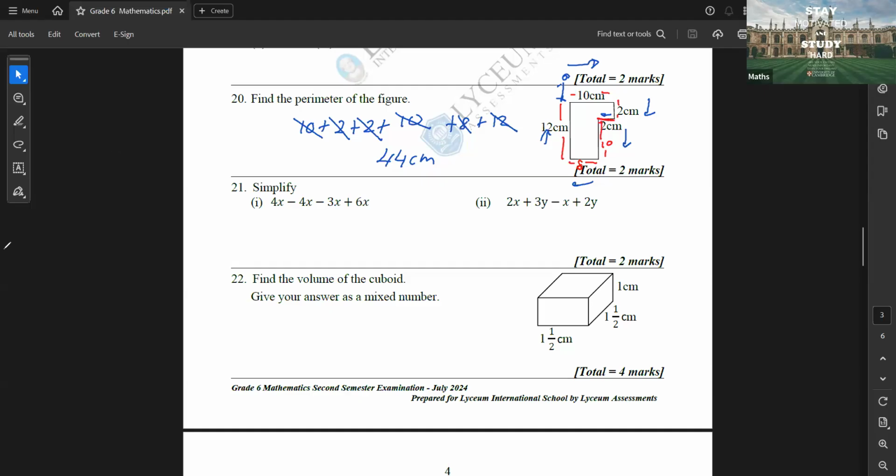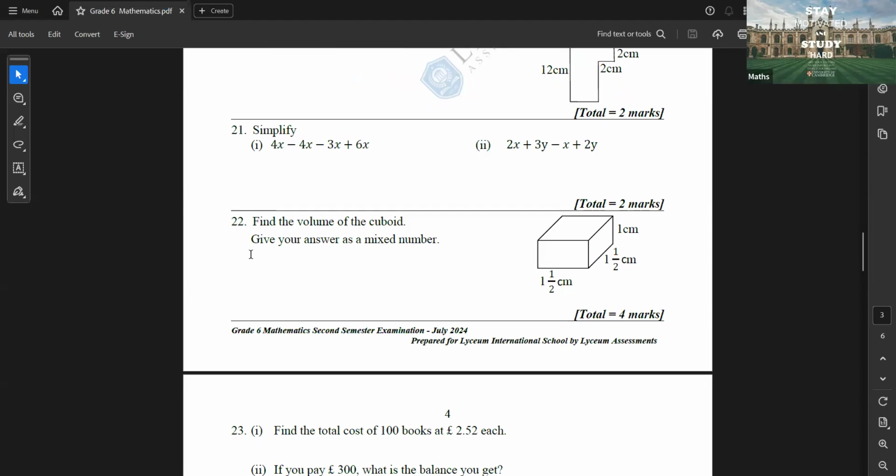Question 21, you have to get the answer by addition. Here, x you can add. So here 4x plus 6x, you can add now, 10x, right? So if you want, you can add and write 10x. Then minus 4 minus 3 is minus 7x. So 10x minus 7x, simple.